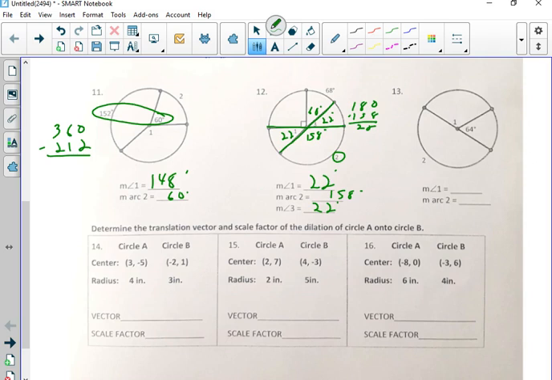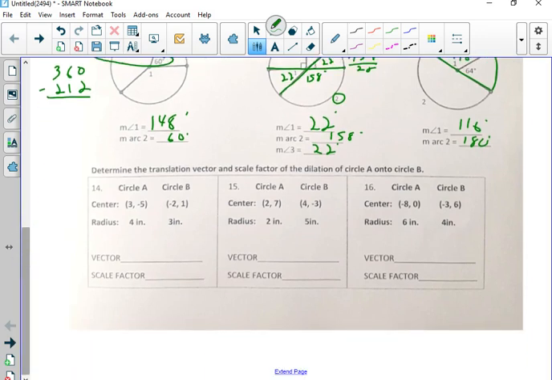Number 13, notice we have a diameter, a semicircle, however you want to look at it, which is 180 degrees. So we need to do 180 minus 64, which is 116 degrees. That's angle 1. And angle 2 is the other half of the semicircle, 180 degrees.